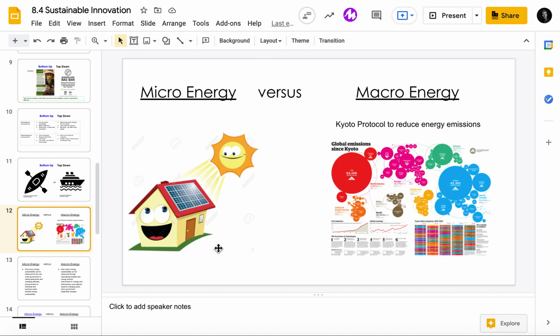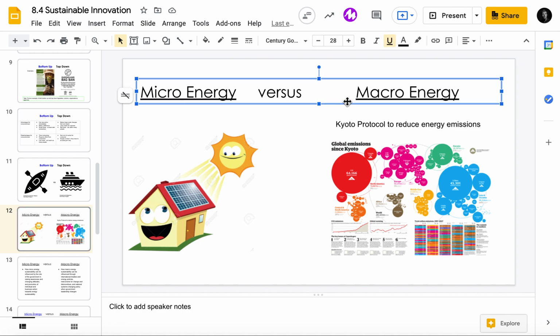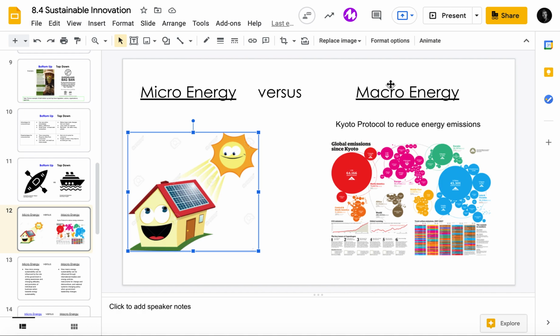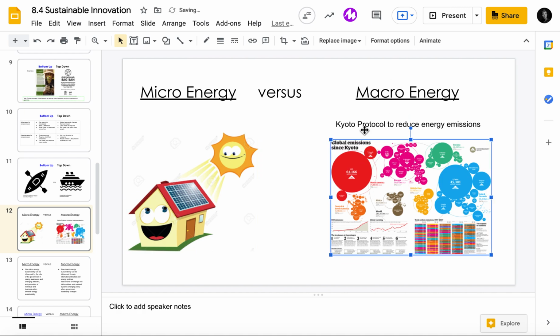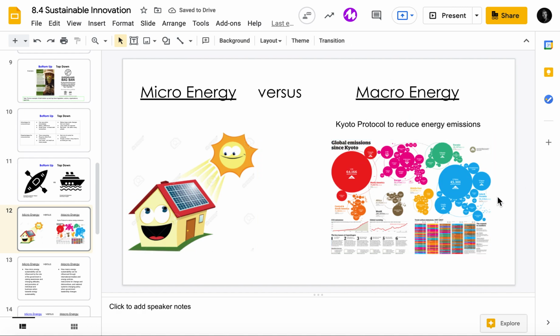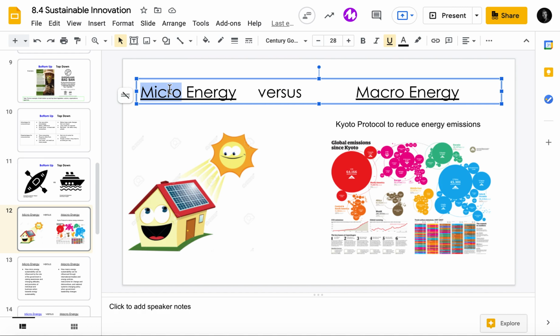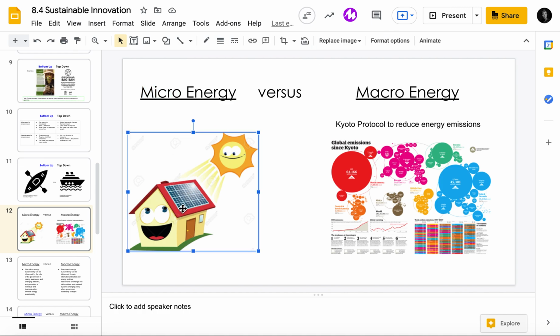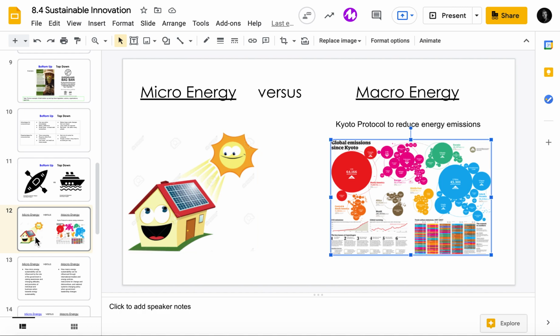So following along these lines of big versus small, there's macro energy and there's micro energy. So micro, like a microscope, is small. Macro is big, like Kyoto Protocol, big government things, big systems to try to make big change. So that's macro big, micro is small. So also micro is like solar panels on a roof. That's a good example, again, versus the big government energy commissions.